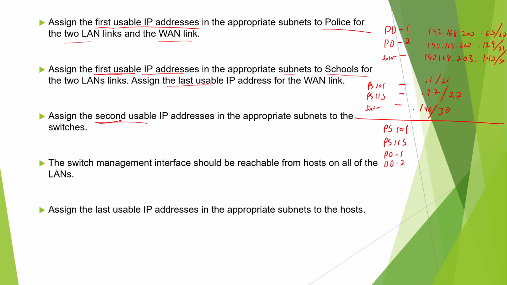Second usable. Alright, that means first one, PS 101, second usable is .2/26. With 115, that would be .98/27. PD1 would be .66/27. PD2 would be 130/28. Reachable from all hosts, well, we should be able to do that. That's on an addressing portion.